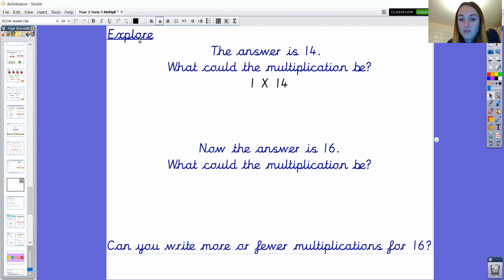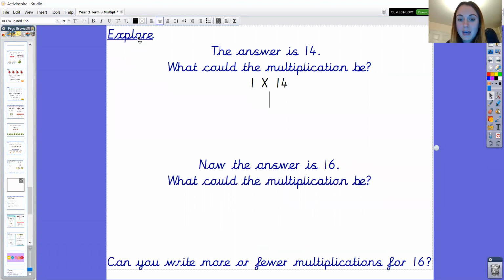Well done, Year 2. So we can use our Learn It facts here to help us, particularly thinking about our doubles. So when we double, there are 2 lots of the same amount. So I've given you a clue now. 2 times blank equals 14. What do you think? Well done. 2 times 7. Brilliant. Well done, Year 2.